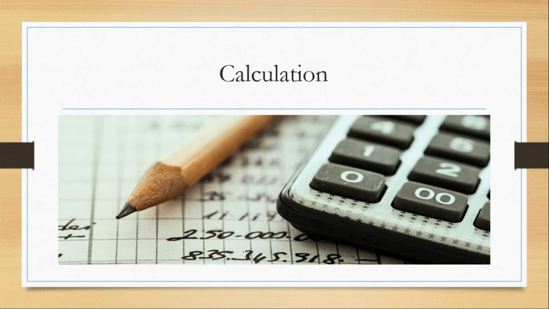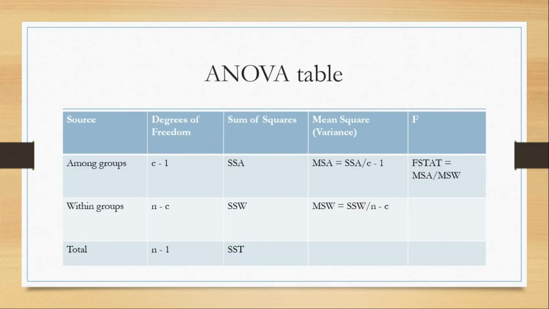Then we will do calculations and get an ANOVA table with the two sources of variation, that is among the groups and within the groups. Among the groups have degrees of freedom c minus 1. How many groups do you have? C. Within the groups, the degrees of freedom is n minus c, that is total observations minus the number of groups, and the total degrees of freedom is n minus 1, where n is your sample size.